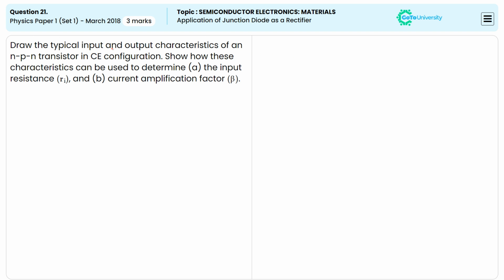Draw the typical input and output characteristics of an NPN transistor in CE configuration. Show how these characteristics can be used to determine the input resistance Ri and current amplification factor beta.